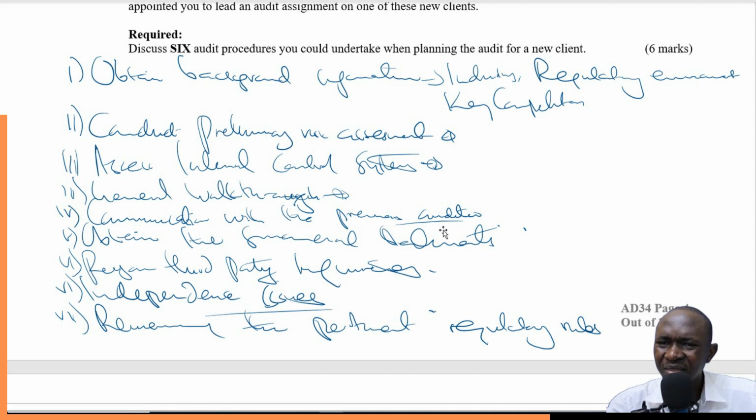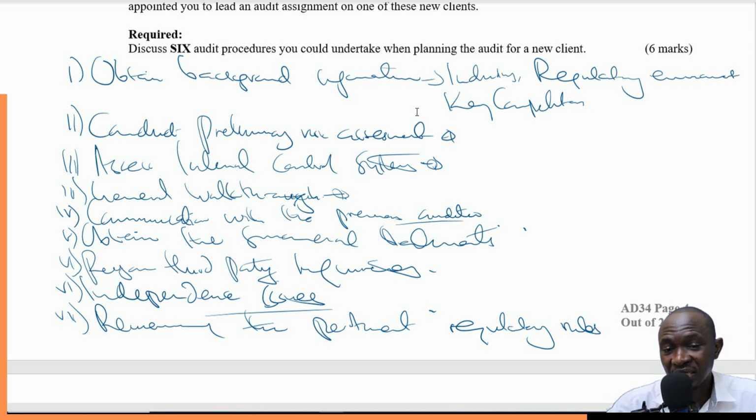These are some of the procedures that you might undertake when you are planning the audit for a new client. You want to understand the regulatory environment. What is expected of me? Check if there is any interference in terms of independence. You need to be autonomous. Check if the third parties will be willing to collaborate with you and give you the information that is required. Check the financial statements to know the magnitude of the work before you.